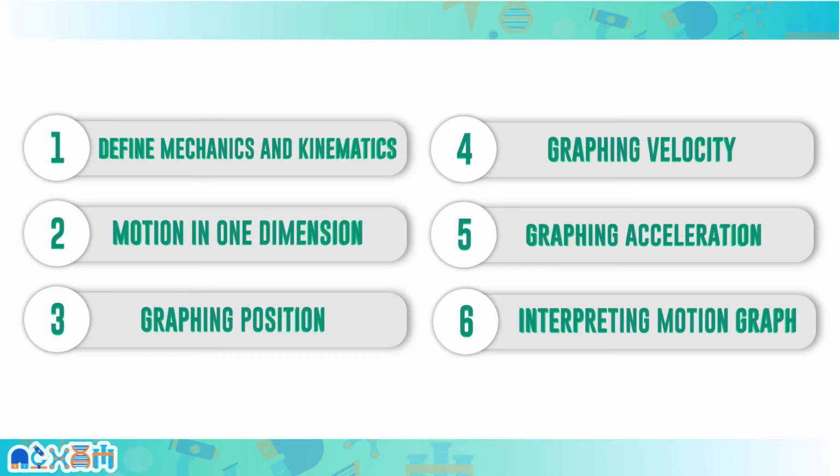For this week, we have 6 topics. We are to start first by reviewing the definition of mechanics and kinematics. We also have to understand what we mean when we say an object is in motion in one dimension. We are to also graph position versus time graphs, velocity versus time graphs, acceleration versus time graphs, and how we convert from one graph to another. And of course, we cannot do that without learning first how to interpret motion graphs. So these are our topics for this week.